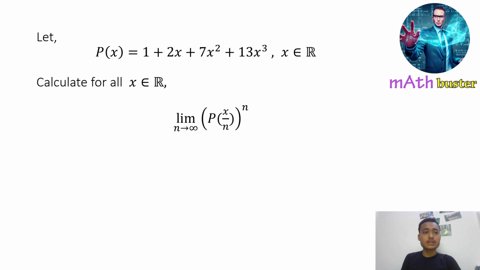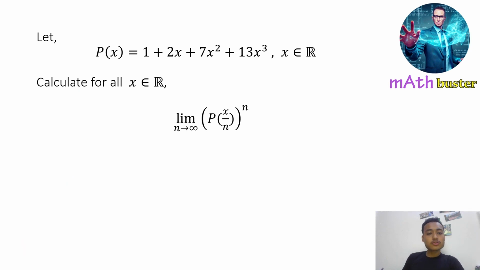So here is the question. Let p of x be equal to 1 plus 2x plus 7x squared plus 13x cubed, where x belongs to the set of real numbers. Given here is a polynomial, that is 1 plus 2x plus 7x squared plus 13x cubed, where x belongs to the set of real numbers. We have to calculate, for all x belonging to the set of real numbers, what is the limit of n tending to infinity of p of x by n, to the power n. So let's start with this question.